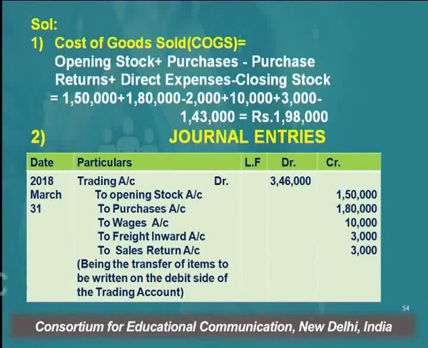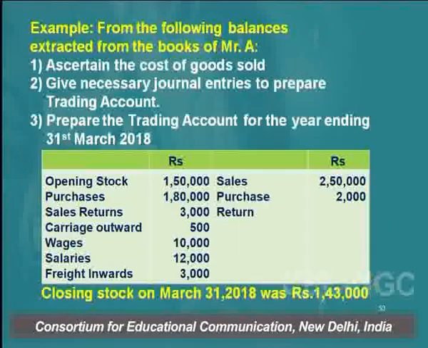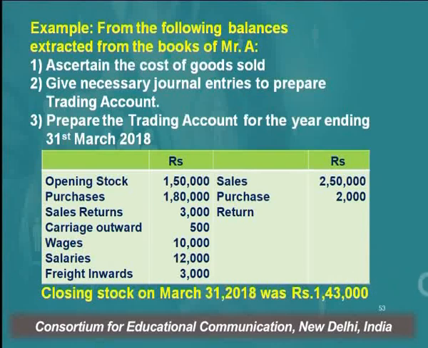So this comes to 1,98,000. The total cost of goods sold is 1,98,000. The second point asked here is to pass the entries to prepare the trading account.